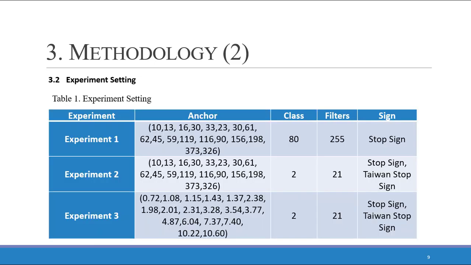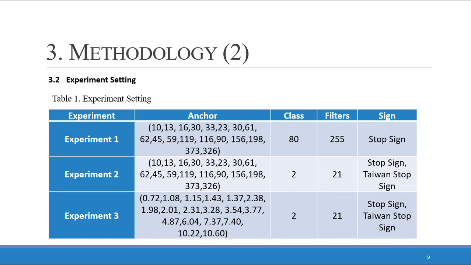Table 1 explains the experiment setting in this work. Experiment 1 uses the basic configuration of YOLO V3 with the COCO dataset. This dataset can detect 80 classes, and one of them is stop sign. It used 255 filters and anchors calculated by k-means with 9 clusters provided.